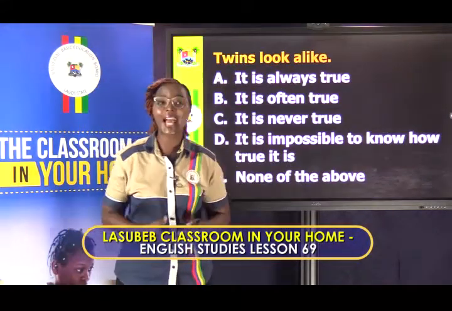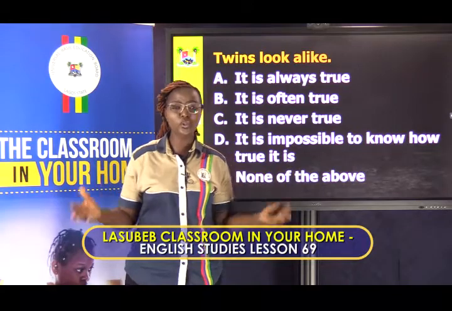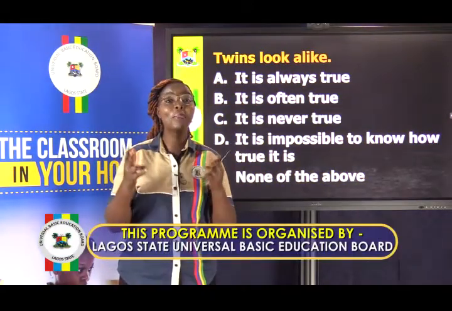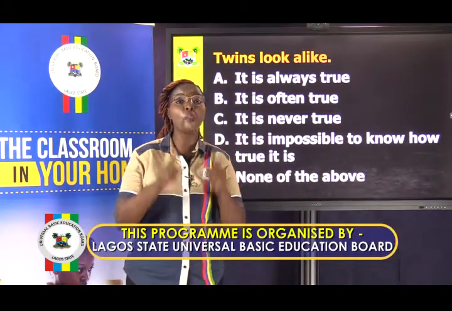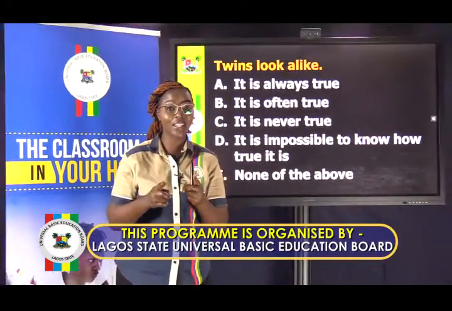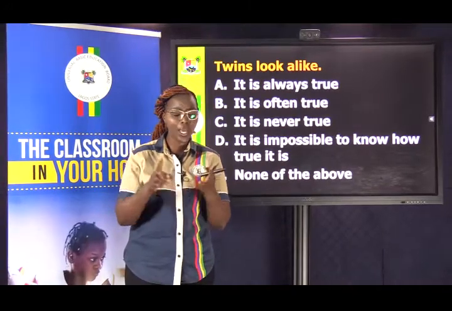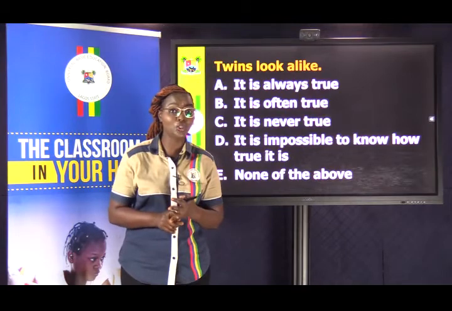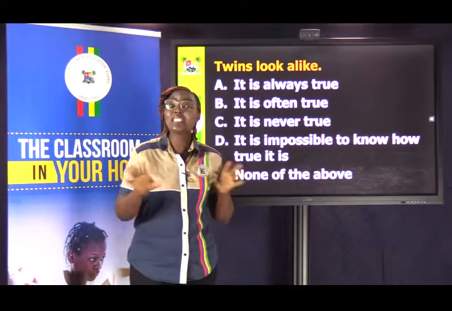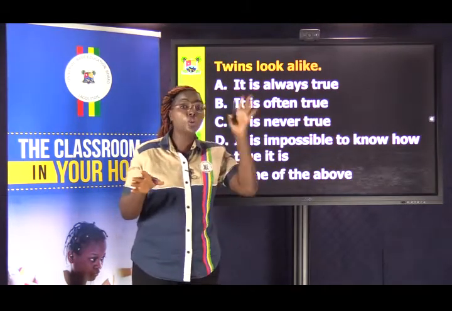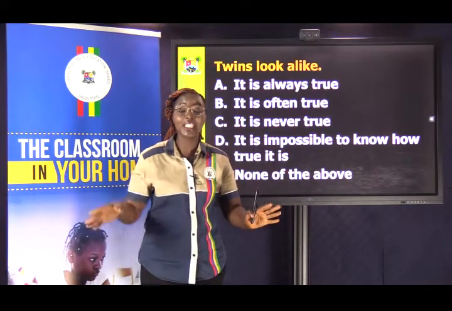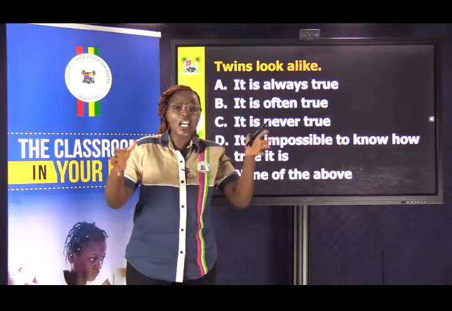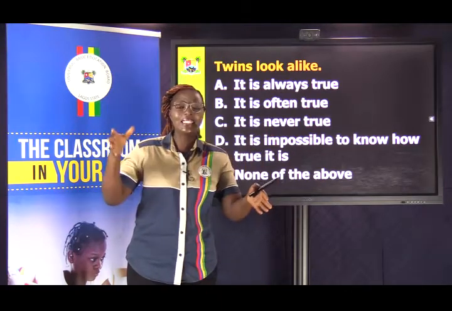Twins look alike. I'm sure you've heard that word twins before, right? What does it mean, children? Good, two babies born at the same time from one mother. Is that okay, children? And do you know that we have identical twins and we have fraternal twins? Identical twins, you cannot even differentiate either of them. You don't know which one is Kehinde and which is Taiwo. While fraternal twins are twins where, of course, you can easily pick this is Taiwo and this is Kehinde.